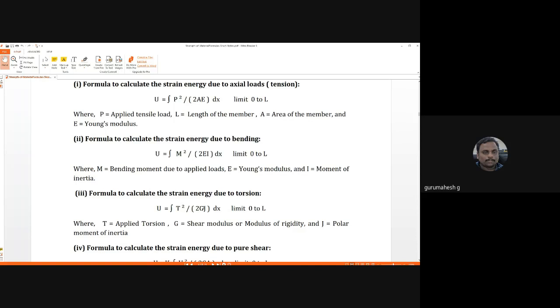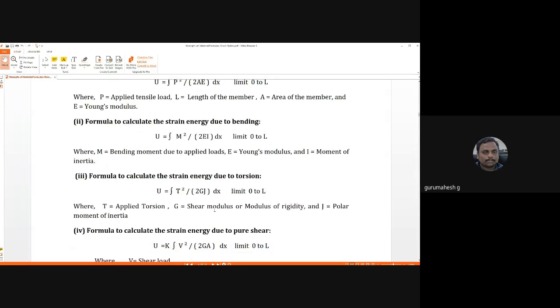So U equals T squared by 2GJ dx. T is the twisting moment or torsion, G is the rigidity modulus, J equals the polar moment of inertia, and dx is the elemental length of the object. By taking these three formulas, we generally calculate the strain energies.